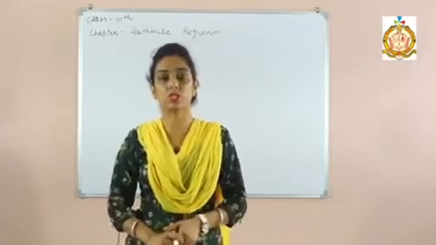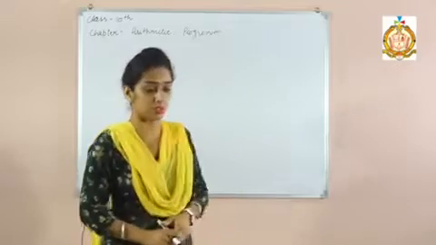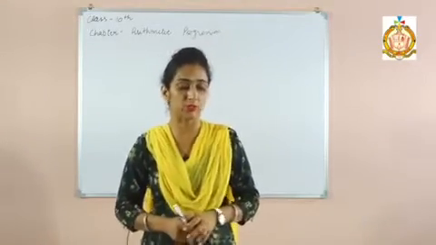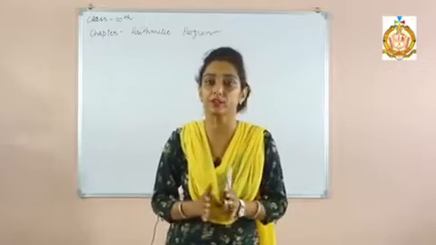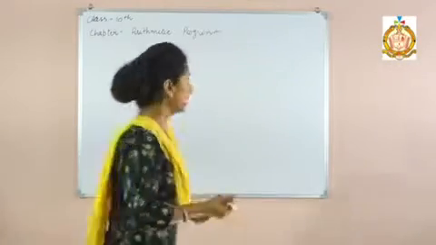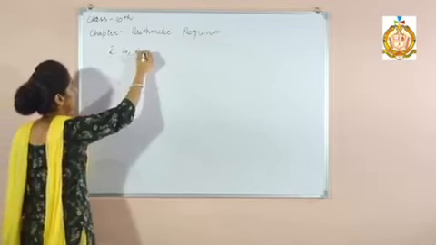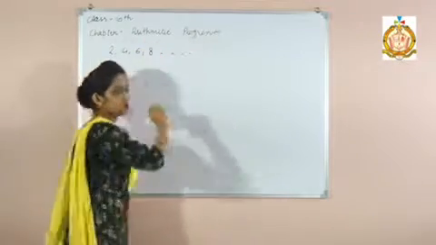Today we are going to start a chapter, arithmetic progressions. So what is arithmetic progressions? A group of numbers which are arranged in a definite order. Means like there is 2, 4, 6, 8, up to so on.